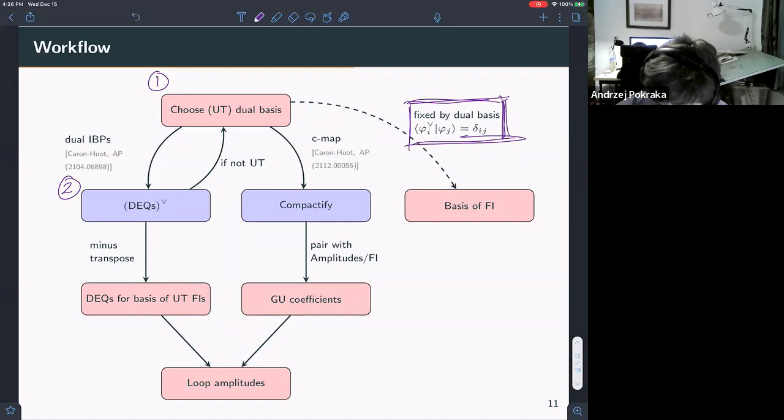The other step that we need to do is make sure that everything has the correct compact support. So we go through the step, making sure everything has the right support, and then we can pair that with amplitudes or other Feynman integrals, and we will extract generalized unitarity coefficients, which will again allow us to compute loop amplitudes.